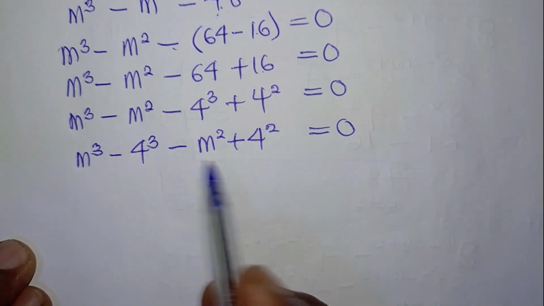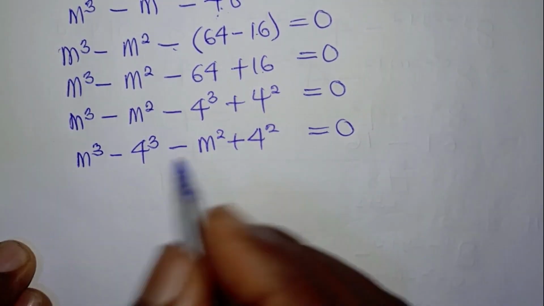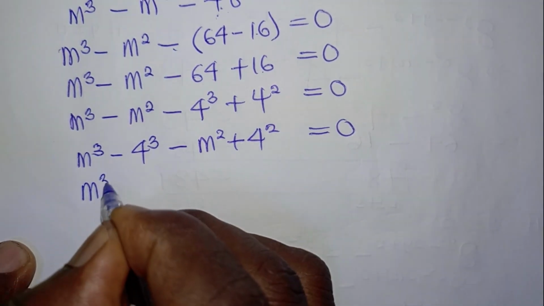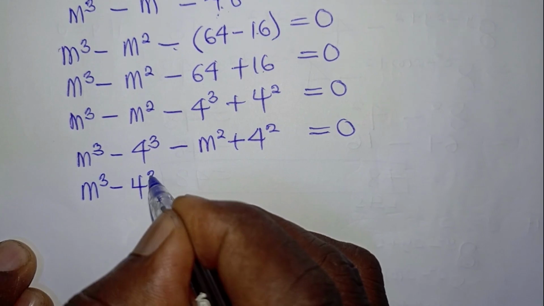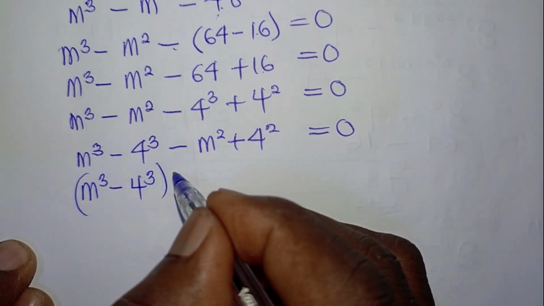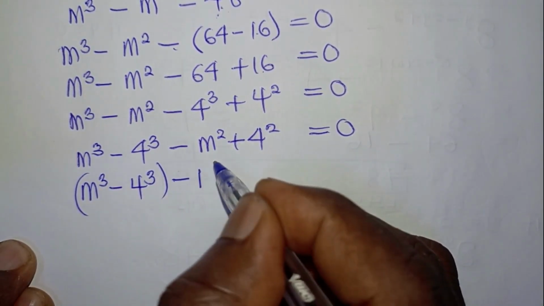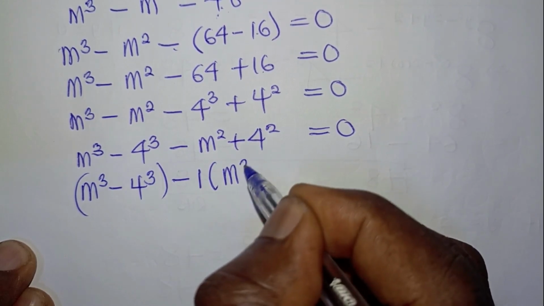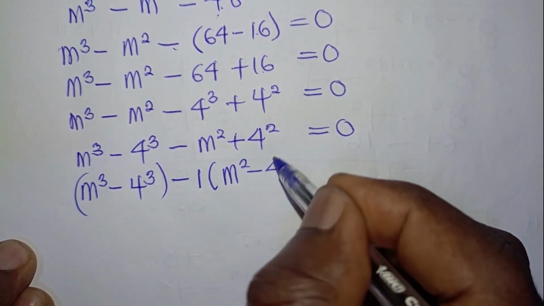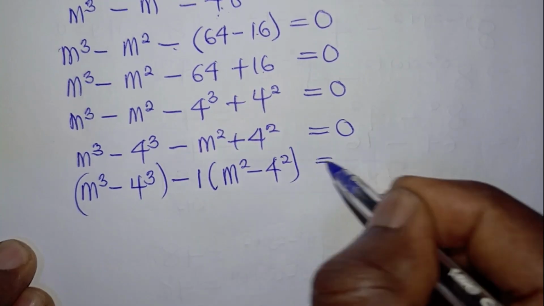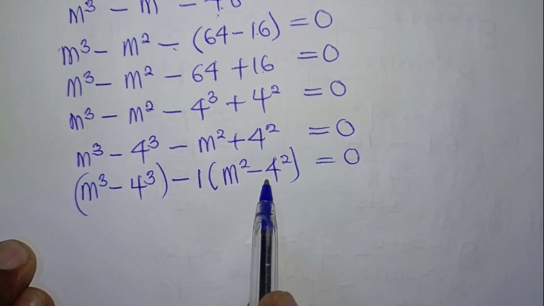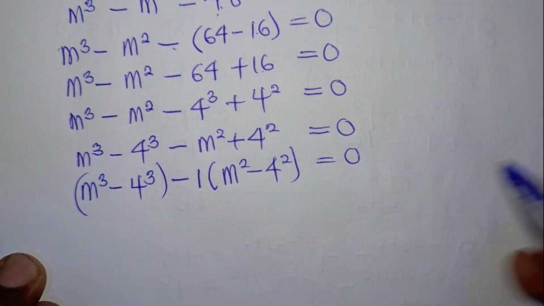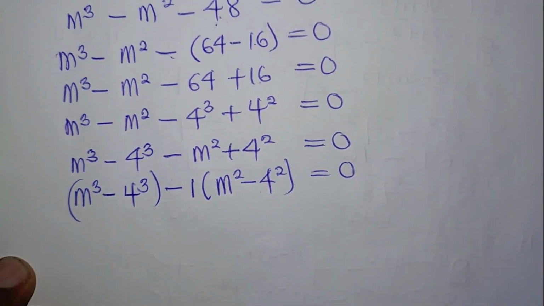From here, we can reorganize the equation as m to the power 3 minus 4 to the power 3 in brackets, minus, we can bring minus 1 outside here. We're left with m squared minus 4 squared, which equals 0. You see the sign has changed because we have taken minus 1 outside the brackets. Good. So here, we need to apply this rule.